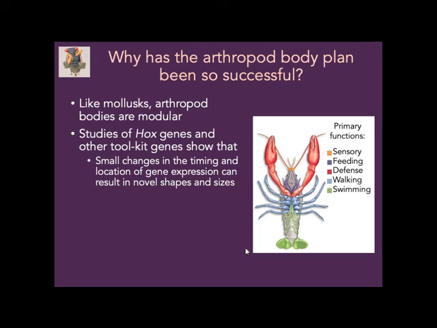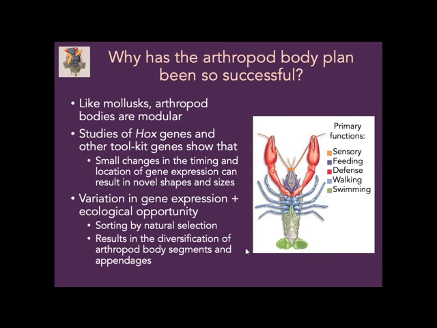So the idea behind why we think the arthropod body plan has been so successful is a combination of variation in gene expression and ecological opportunity. So the ability to make little tweaks to the Hox genes that allow new modules to appear, if getting extra swimmerettes or an extra set of legs helps that individual to survive and have more babies, then those traits will spread. Obviously, if you make an extra module and it makes the animal poorly fit for its environment, then it'll die. But just the combination of having the ability to change body plan by gene expression and then sort it by natural selection has allowed the arthropods to diversify.